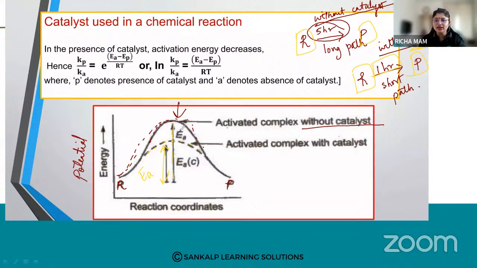So from the graph, we have explained theoretically as well as graphically that a catalyst provides an alternate path for a reaction with lower activation energy. With the lower activation energy, the rate of reaction increases. So lower the value of EA, higher will be the rate of reaction.